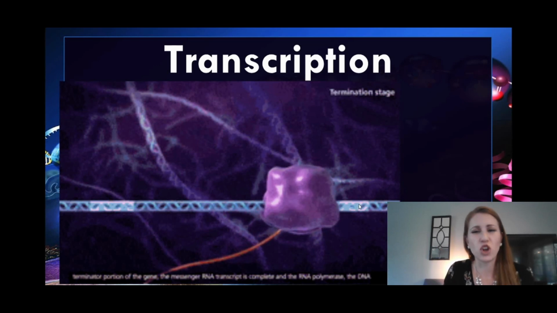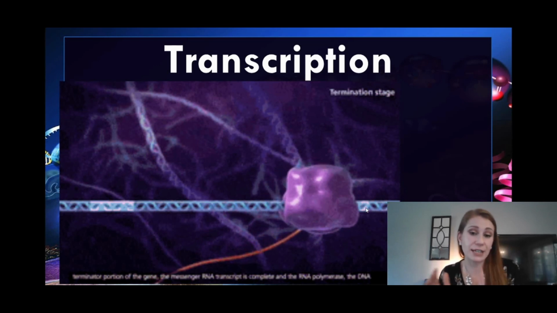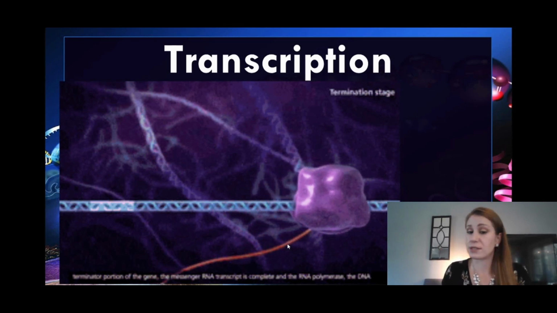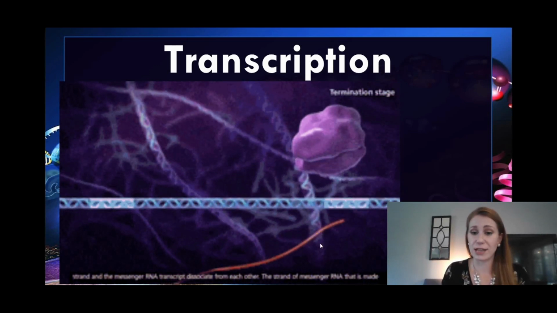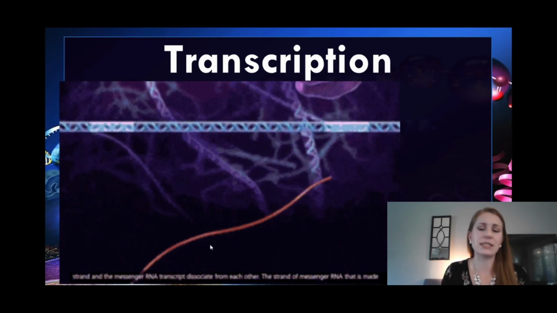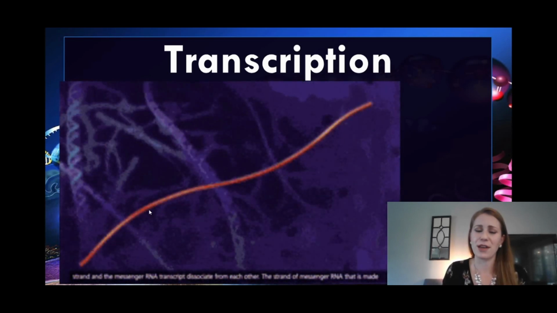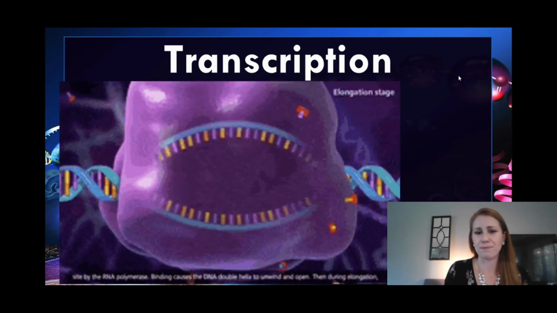It's using words like terminator. So as soon as it gets to the end section of the gene, it's going to stop. And once transcription stops, that mRNA is going to leave the nucleus. And you can see it floating here in this GIF. So we've got that floating mRNA.